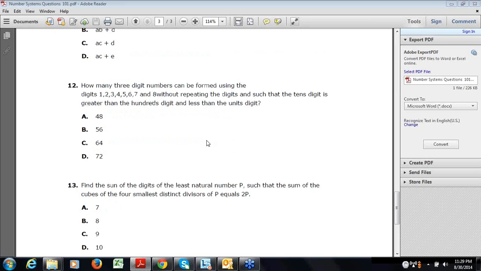Moving on to question number 12. How many 3-digit numbers can be formed using 1, 2, 3, 4, 5, 6, 7 and 8 without repeating the digit such that the 10th digit is greater than the 100th digit and less than the unit digit? So it is saying that for the 3-digit number A, B, C, the 10th digit B is greater than A and is less than the unit digit.